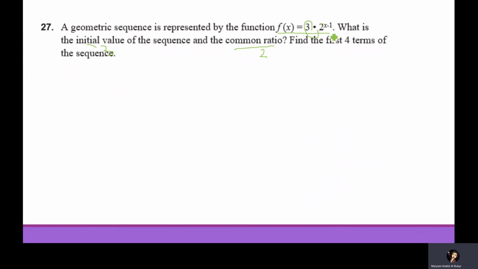In class I showed you how to convert from the explicit formula into a function. Here is the opposite. I'm giving you the function, and you need to change this one into an explicit formula. To change that, AN equals 3 times 2 to the power n minus 1. I need to find the first 4 terms. The first 4 terms, that means I need A1. A1, when I substitute here, will be 3, which is directly the initial value.